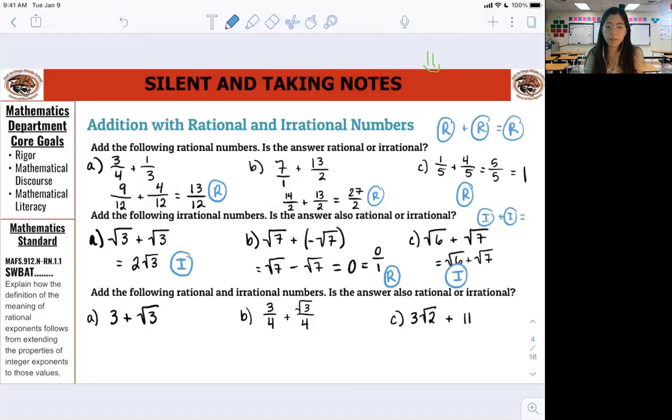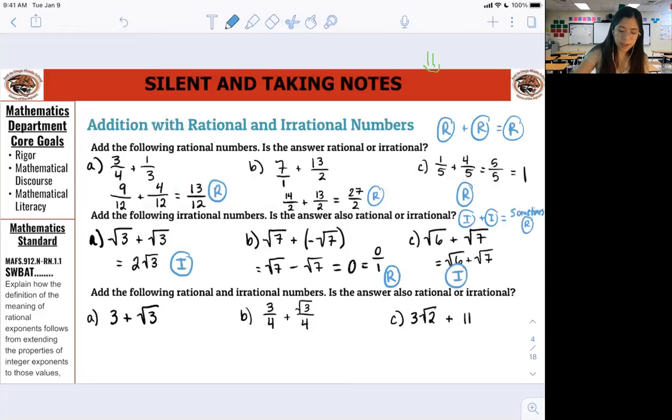So an irrational number plus an irrational number, let me write this down over here, is going to be sometimes. Sometimes it ends up being rational. Most of the time it's irrational, but sometimes it's rational.